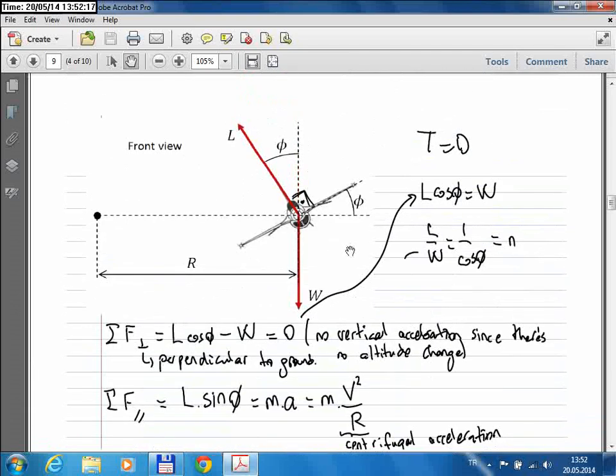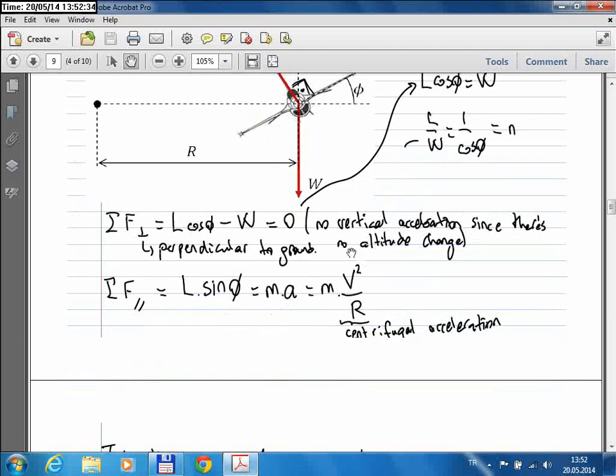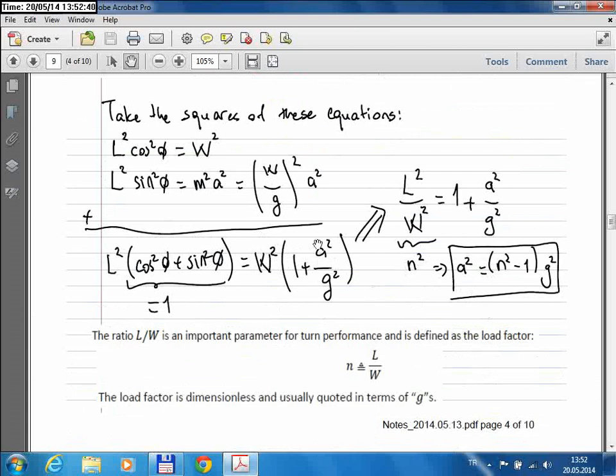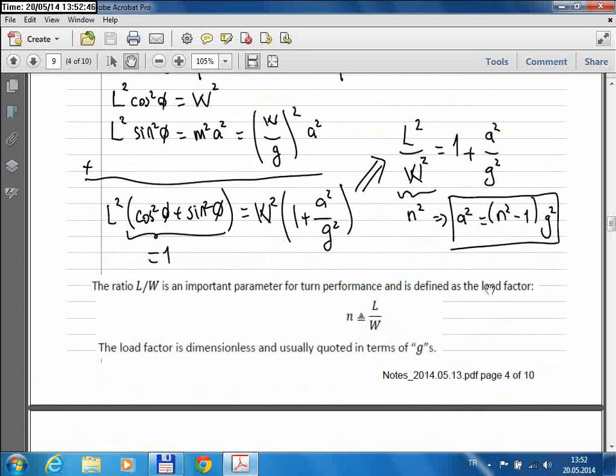So to study this motion, we use two equations. First one is the force balance equation in the vertical direction, and in the horizontal direction, we have the horizontal component of lift, and that force should be equal to the centrifugal acceleration for the turning. So if you combine these two equations, you end up with this equation, and at this point we define a new parameter called the load factor, and this load factor shows how high the lift force should be compared to the weight. So for turning flight, this load factor has to be a number greater than 1.